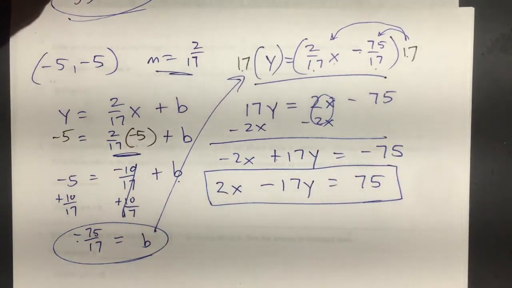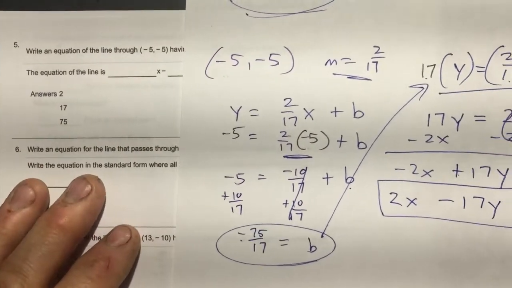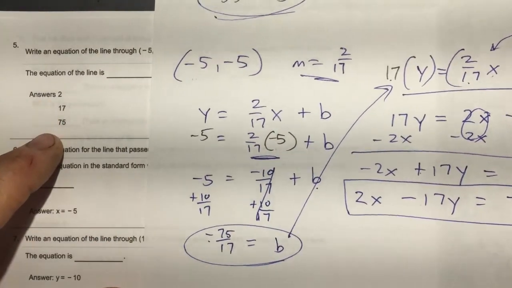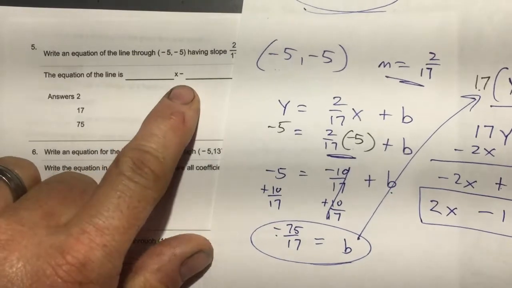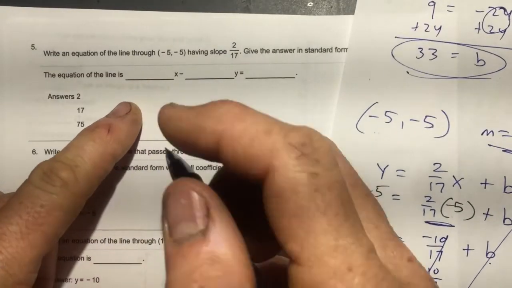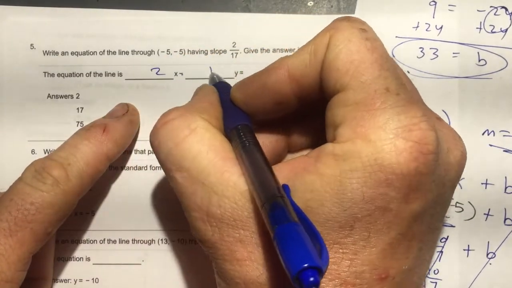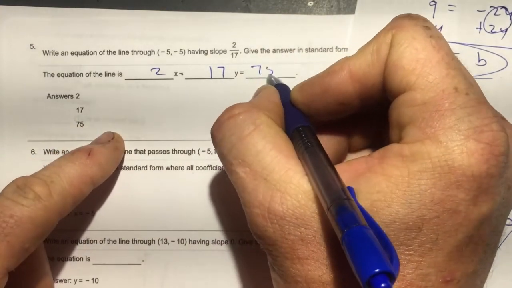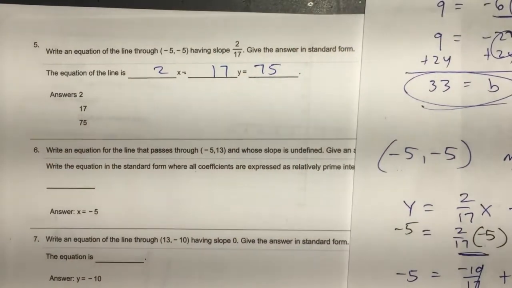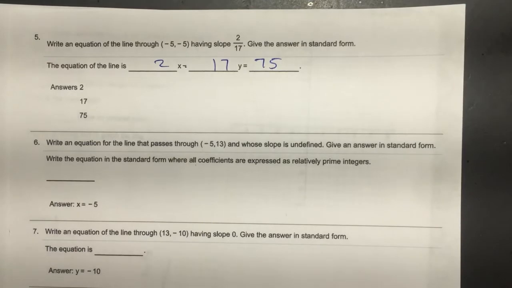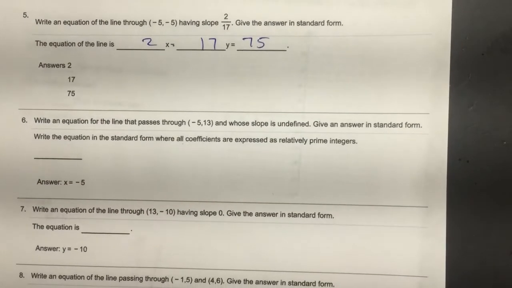Okay, so let's check and see if we got this right. Oh, see, there's a minus right there. So this was 2x minus 17y equals 75, which is what we had. Okay. Now number 6.